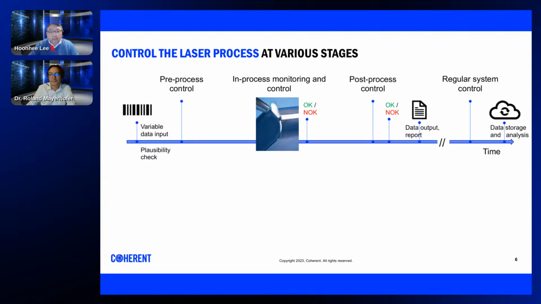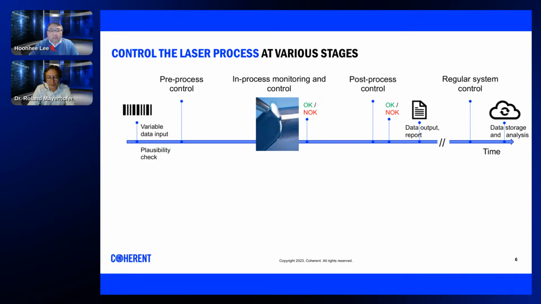From left to right is the timeline. Typically, it starts at the left side with a variable data input. Sometimes customers are doing a plausibility check: do these data actually fit to the part that I've loaded? And then in the middle, there's this image of a laser process. Basically, this is where the actual laser process is happening. So there's a time before that, and there's a time after that.